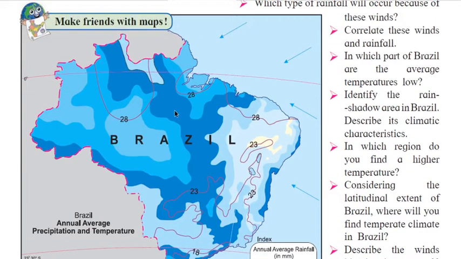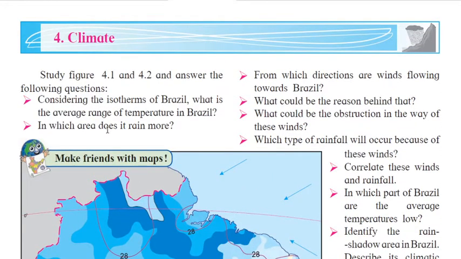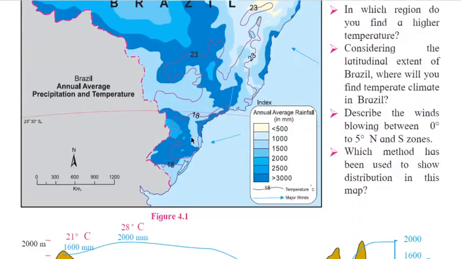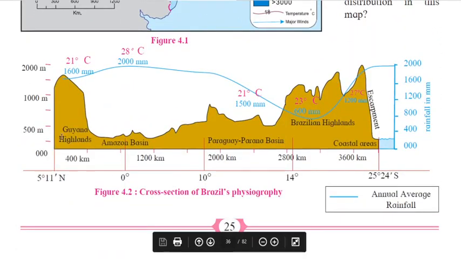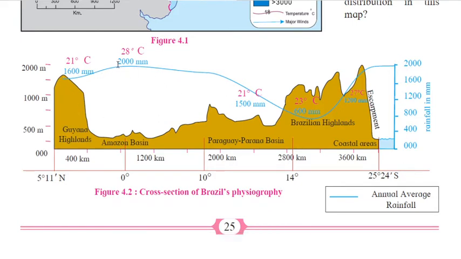Okay, after that what they ask us is, in which area does it rain more in Brazil? See here, in figure 4.2 the range is given, and see from this blue line the maximum range is 2000 millimeter. So we can say that it rains more in the Amazon river basin in Brazil. I hope you have understood very well.